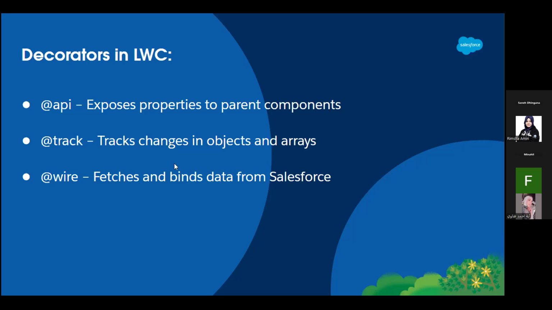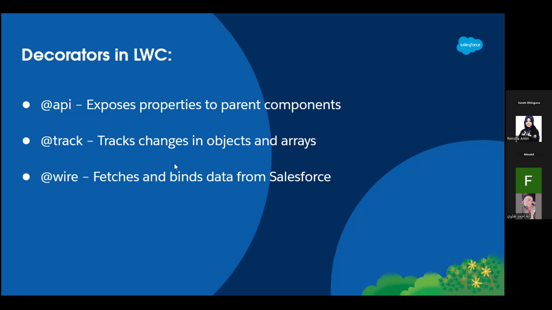And then we have track, which is a decorator. When you add this track decorator to any object variable or any array variable, that variable becomes reactive. Reactive means that any changes made, let's say you are writing some logic and updating that object or even that array, it tracks the changes.